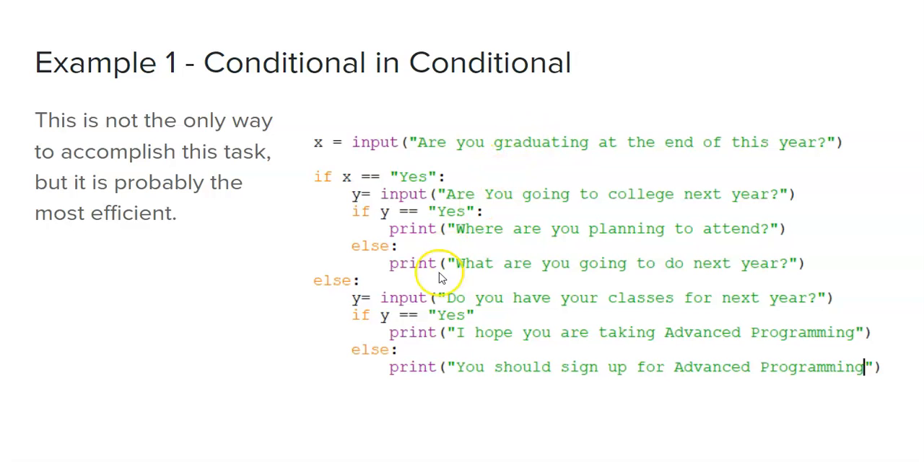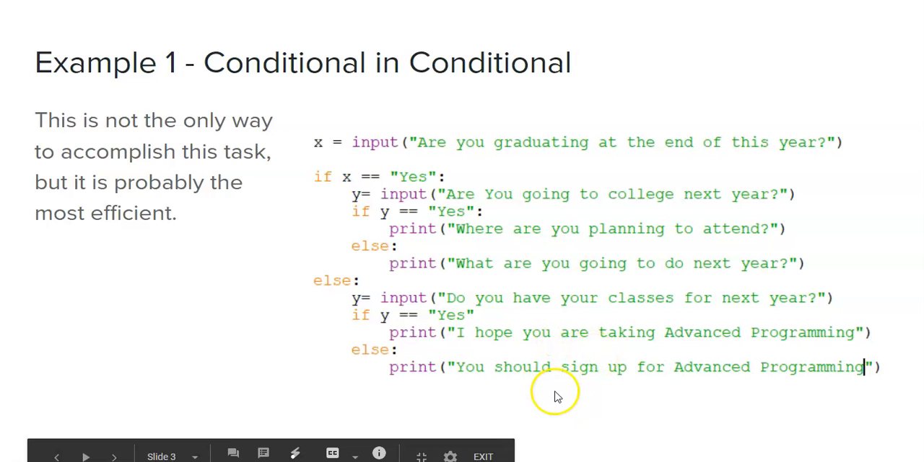If you choose no, you're not graduating next year, then these questions don't apply to you. So it's going to ask you a different question. And it's going to say, do you have your classes for next year yet? And again, you're going to say yes or no. And if you say yes, it's just going to say, I hope you're taking advanced programming. If you say no, it says you should sign up for advanced programming.